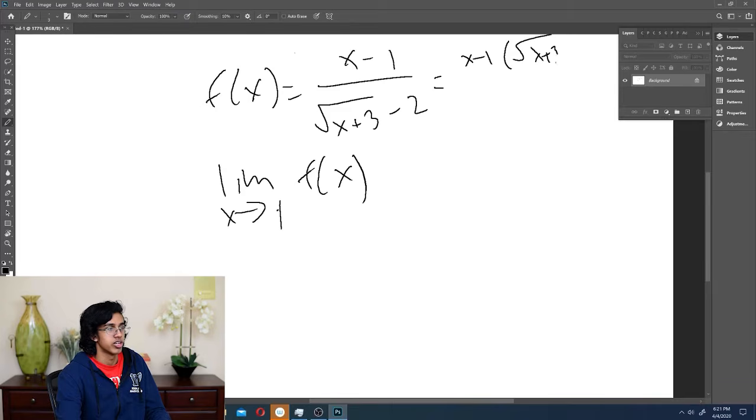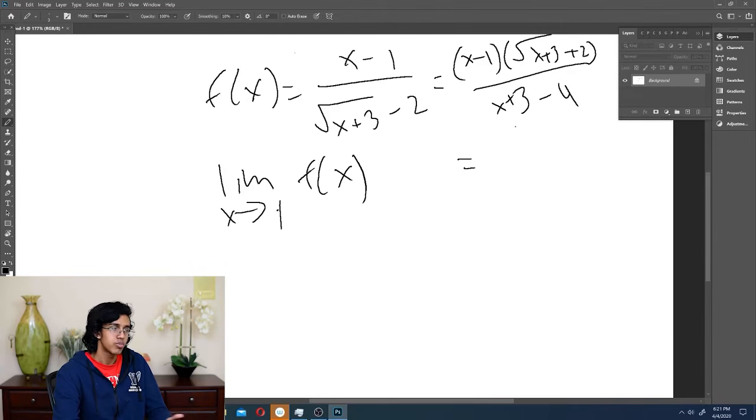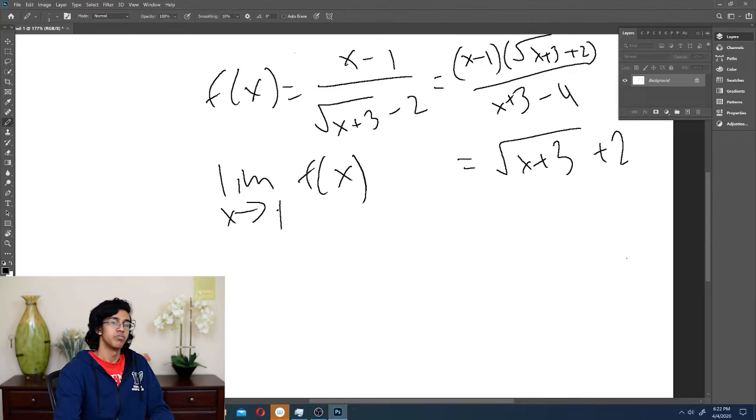So in this case, if we rationalize the denominator, we get x minus 1 times root of x plus 3 plus 2, over a difference of squares, so it's going to be this squared, which is x plus 3, minus 2 squared, which is minus 4. And we should draw parentheses. Then the denominator becomes x minus 1, so we could cancel stuff out. And this becomes root of x plus 3 plus 2. Now we can actually plug in.